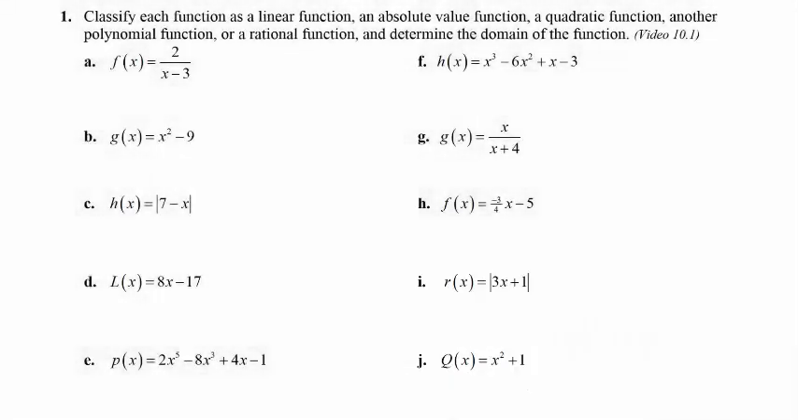So if we look at part A, we have a function involving a fraction. So this is a rational function, and the function is defined for all x values that do not result in 0 in the denominator. But as you can see, if you plug in x equals 3, you're going to get 2 over 3 minus 3, which is 2 over 0. So our domain is going to be the set of all x's such that x does not equal 3.